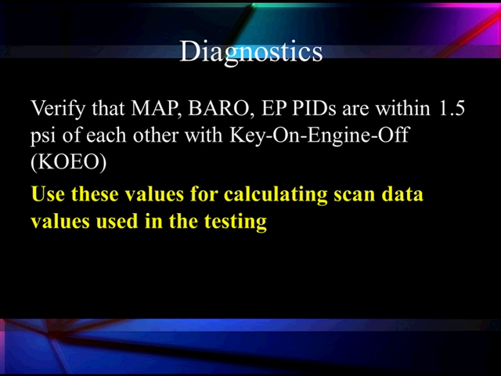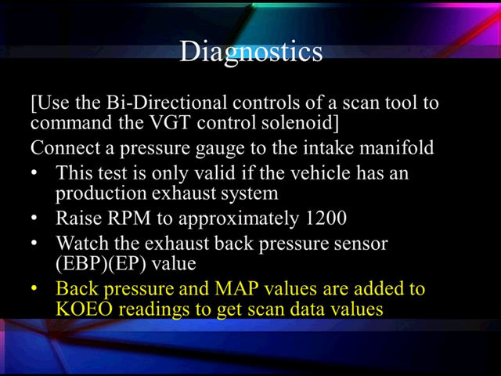We need to start our diagnostic by analyzing and verifying the MAP sensor, the barometric sensor, and exhaust back pressure parameter IDs. They have to be within 1.5 psi of each other, key on, engine off. This is basically our starting point. We're going to use these values for calculating scan data values that we're going to be using in the testing. Now, this is an important step. We're trying to give you tight specifications. The only way tight specifications are going to be effective is if we have a good reference based back to barometric readings. Let's talk about this.